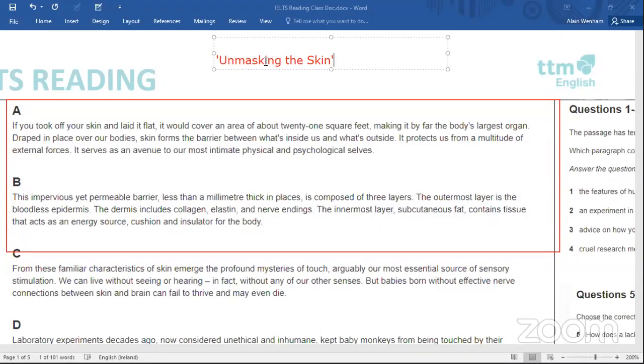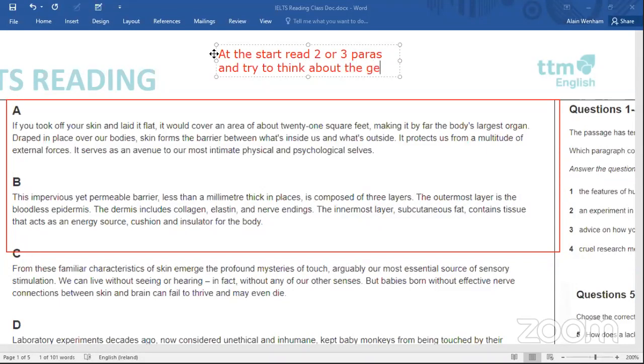All right. Well done. Now, why did I ask you to do this? Because at the start of any IELTS reading text, you should do something like this. Sophia, what did we do? Read. At the start, we read how many paragraphs? 2 or 3 paras. And what did we do, Nis and Salah? What was I asking you to do? Not to guess the title, but to try to think about the general idea. Good. What type of text is this? What's it really talking about in general? That's an important thing, and we'll come back to that later on when we start reading.